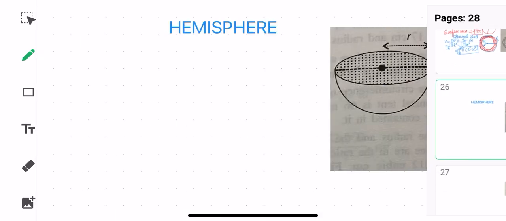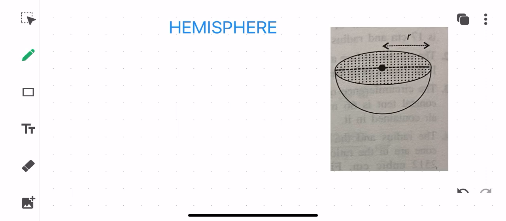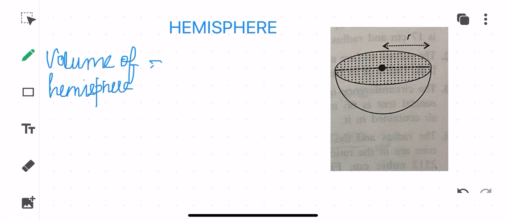So these are for the spheres. We will be now looking into the hemisphere. So what happens, children, whenever you are cutting a sphere into equal halves, then those pieces are called hemispheres. The volume of hemisphere will be equal to, write down, half into volume of sphere.